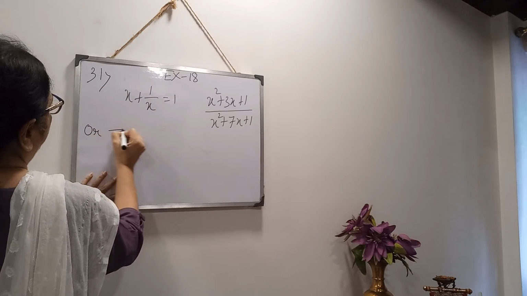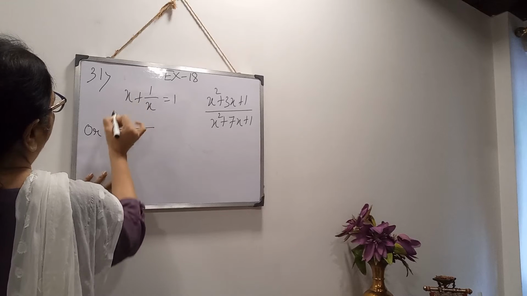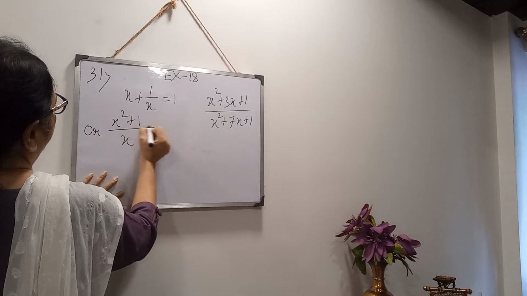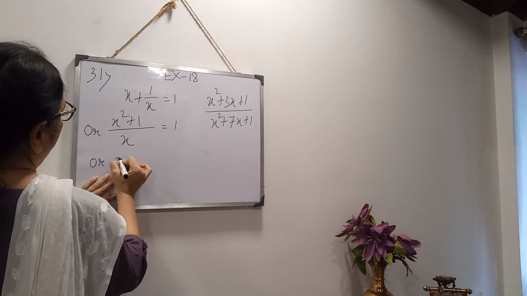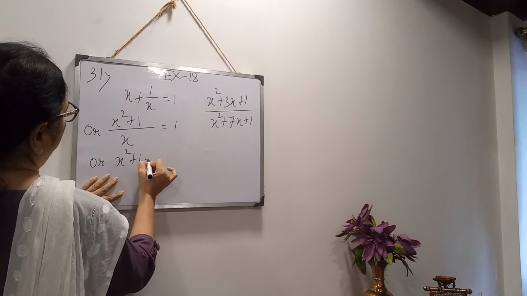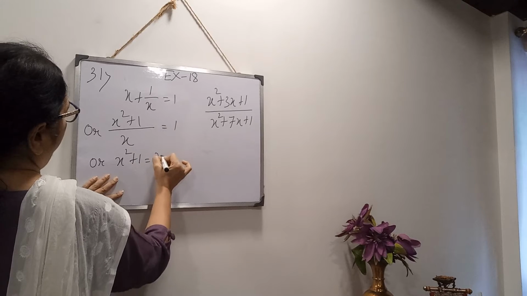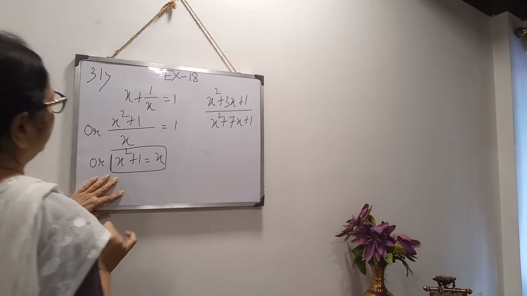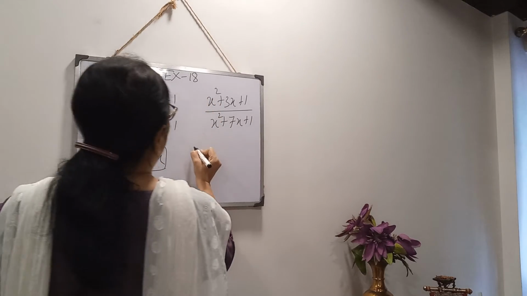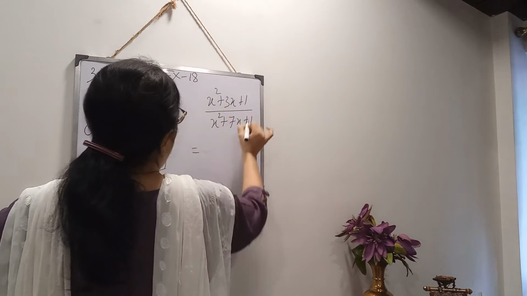Take the LCM. Then x into x, x square plus 1 equals 1. Then cross multiply. Cross multiplication, you know, x square plus 1 equals x into 1, x. I am keeping it in a box. Clear? Now, what to do? I have to find out the value of this.